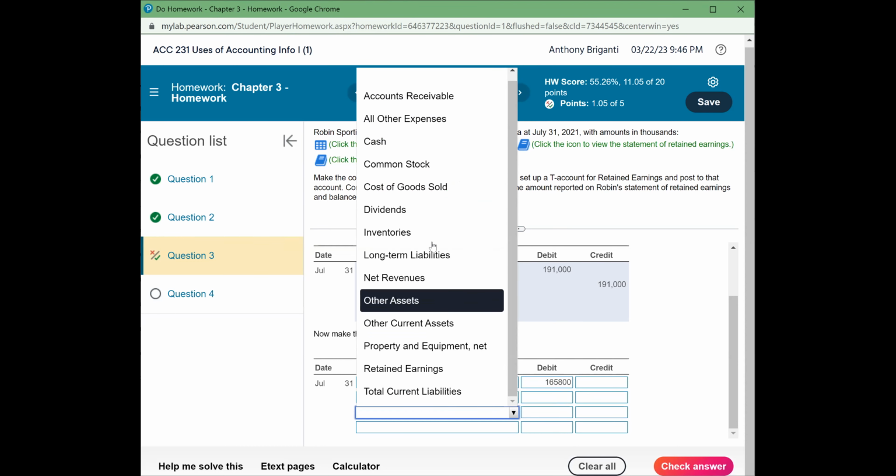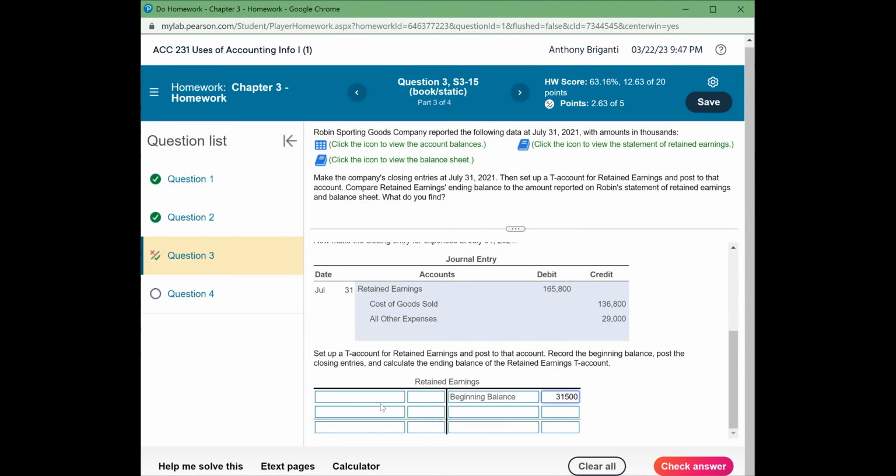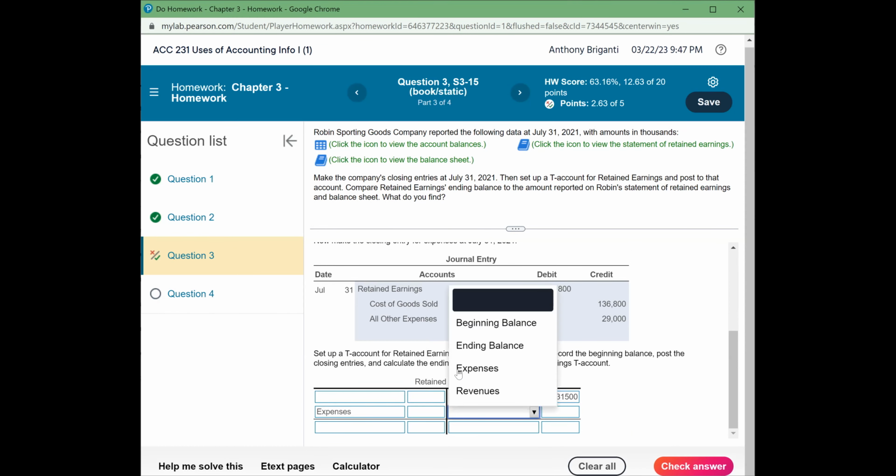Okay, so retained earnings, beginning balance is 31,500. Why is that? Not sure. You can figure that out. There's expenses and then there's revenues. So expenses are the retained earnings, 165,800. And then the revenues are the retained earnings from the other one. What you're looking at here, you're trying to decide which is more, because that tells you where to balance this thing.